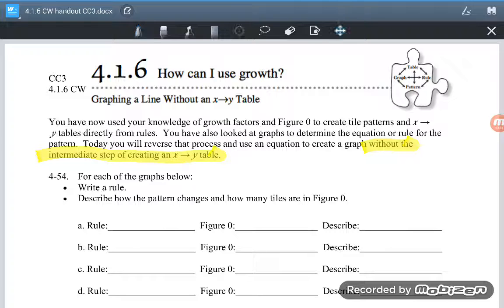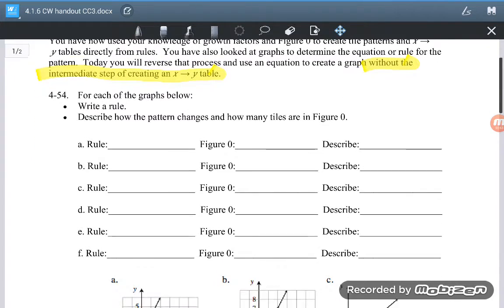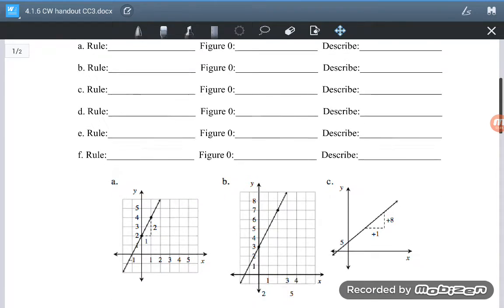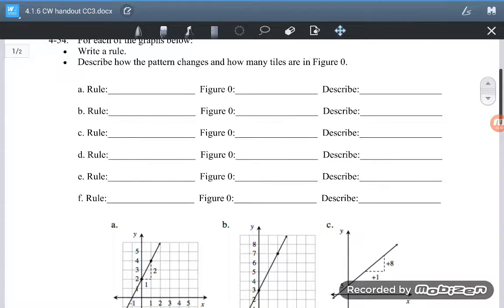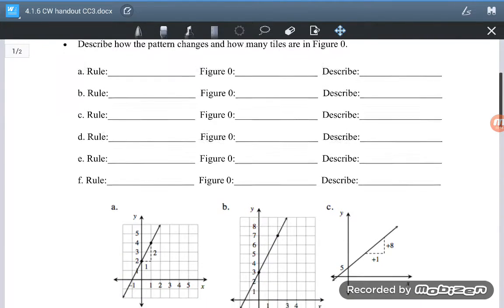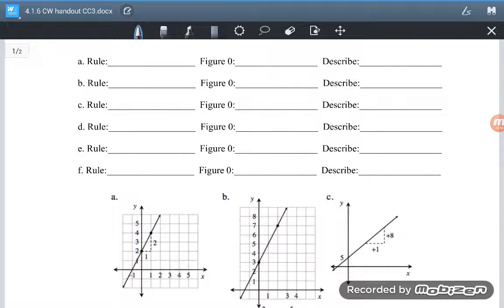So I've got a bunch of different graphs here for 54. For each of the graphs below, write the rule, describe the pattern, how the pattern changes, and how many tiles are in Figure 0. So for graph A, let me move this up a little more. I can see that they are trying to show me that growth triangle right there. For the one next figure, it has grown 2 tiles. And remember, the growth factor becomes our coefficient in our rule.